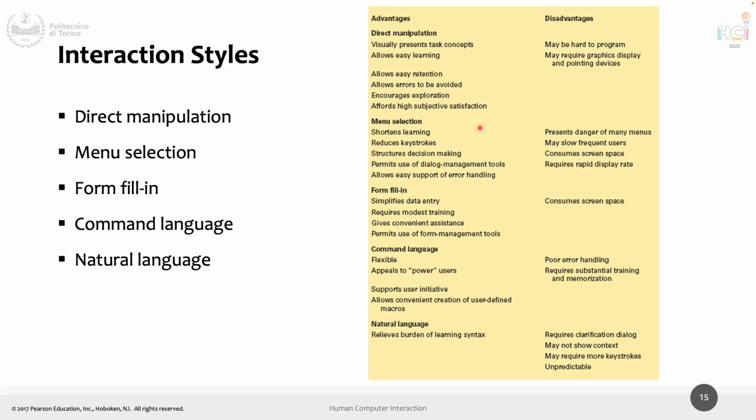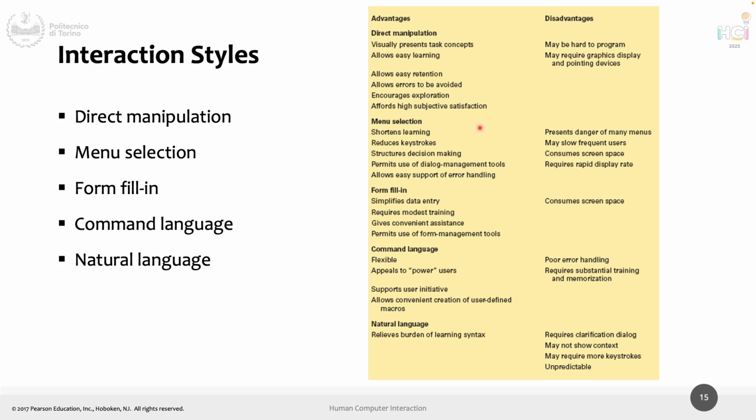And each of them has advantages and disadvantages. Direct manipulation is easy, because the concept of moving things on a screen is similar to the concept of grabbing things and moving them on a surface, but it's a little bit harder to program than everything else. Menu selection is simple to learn, you have structure, etc. But what happens if you have 100 things to display in a menu? That's a problem. Form fill-in simplifies data entry without any problem, but uses a lot of screen space.